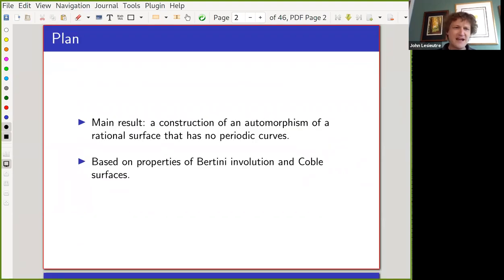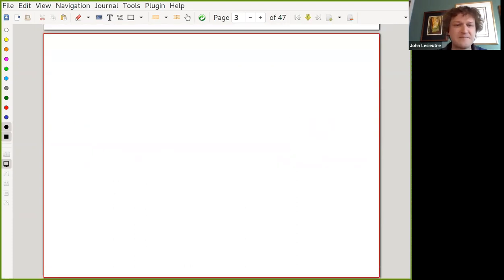So before I get into it, I know these rational surface automorphisms are maybe not a very familiar thing. So I want to start off telling you one famous example of a rational surface automorphism to set the stage for the question. So let me draw a picture here.